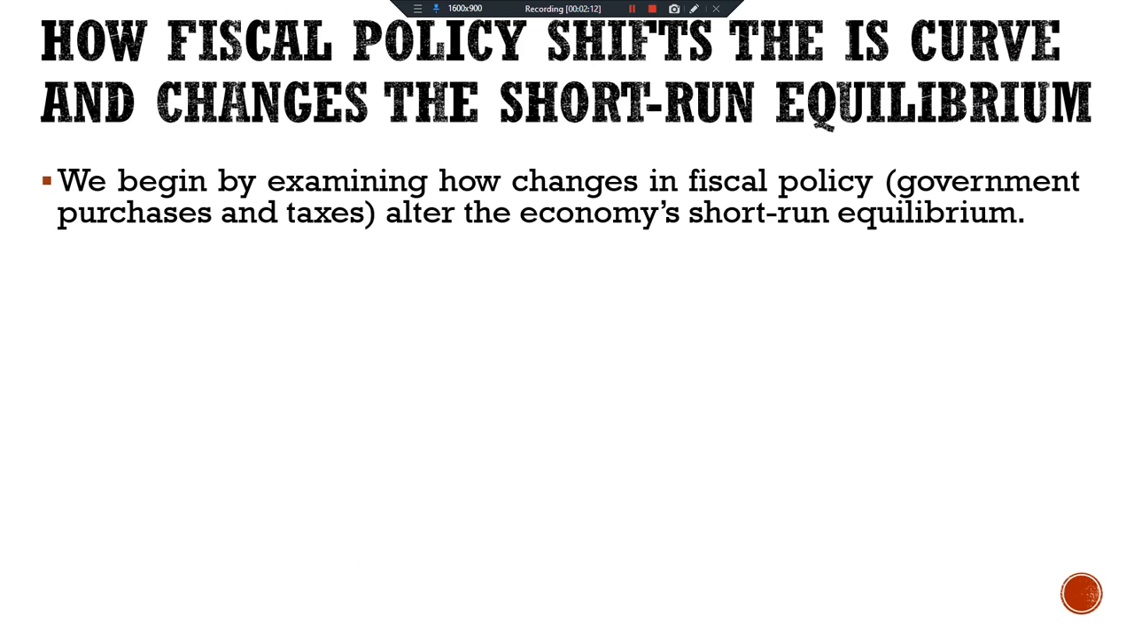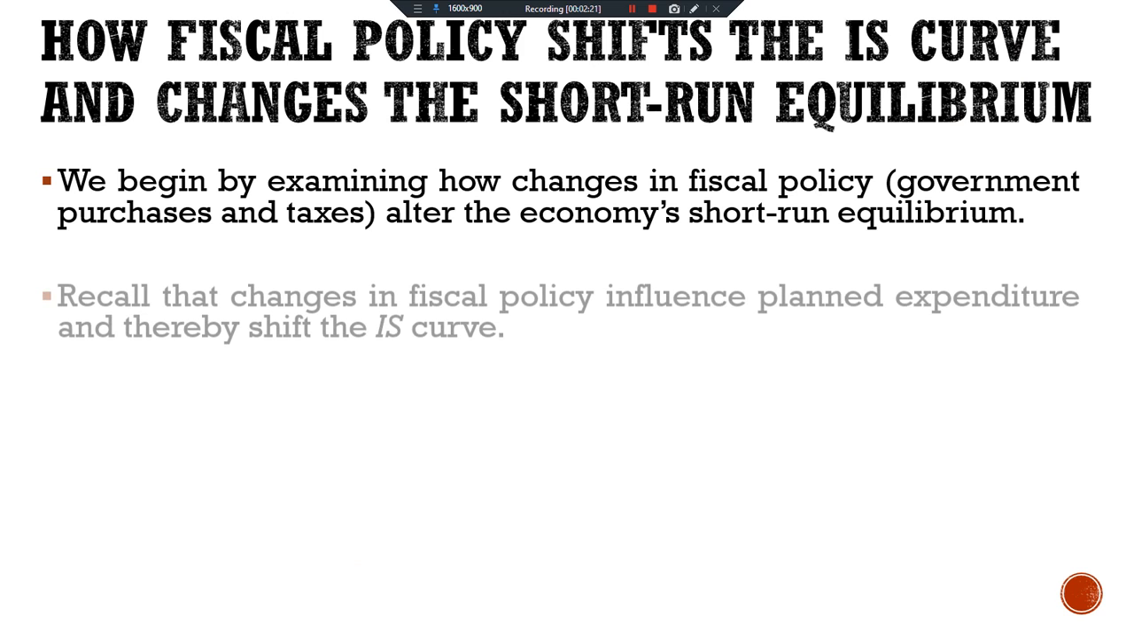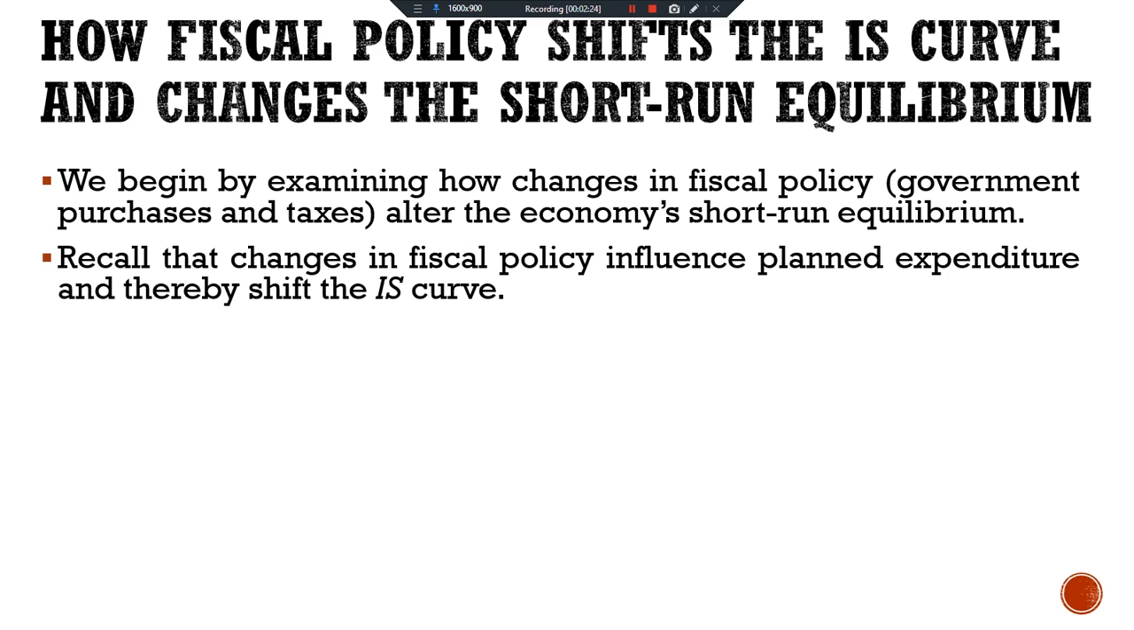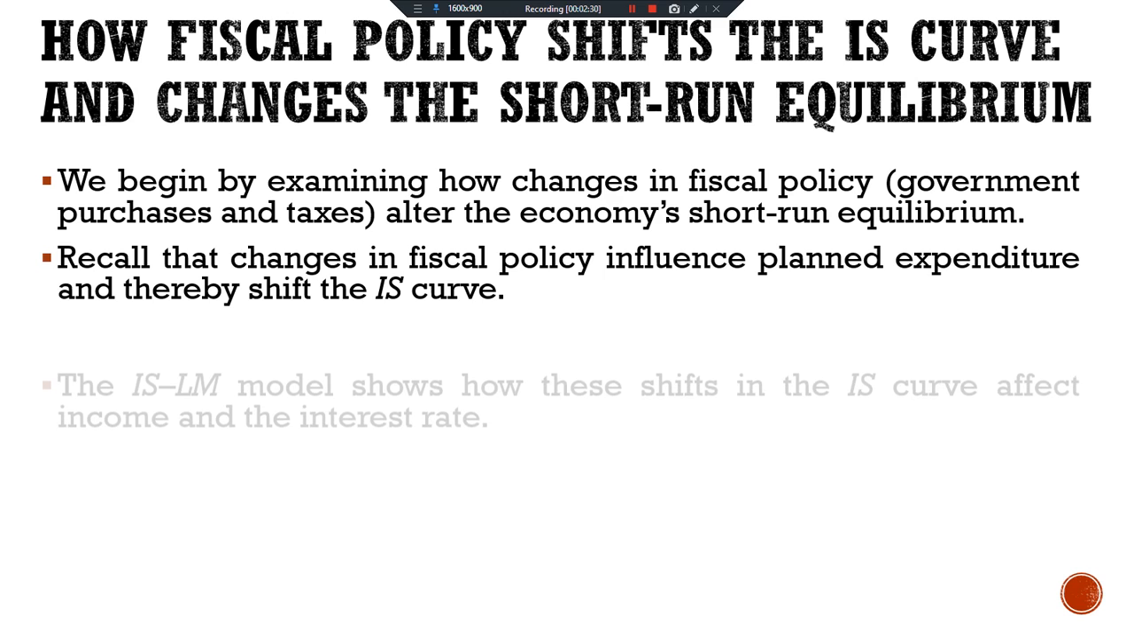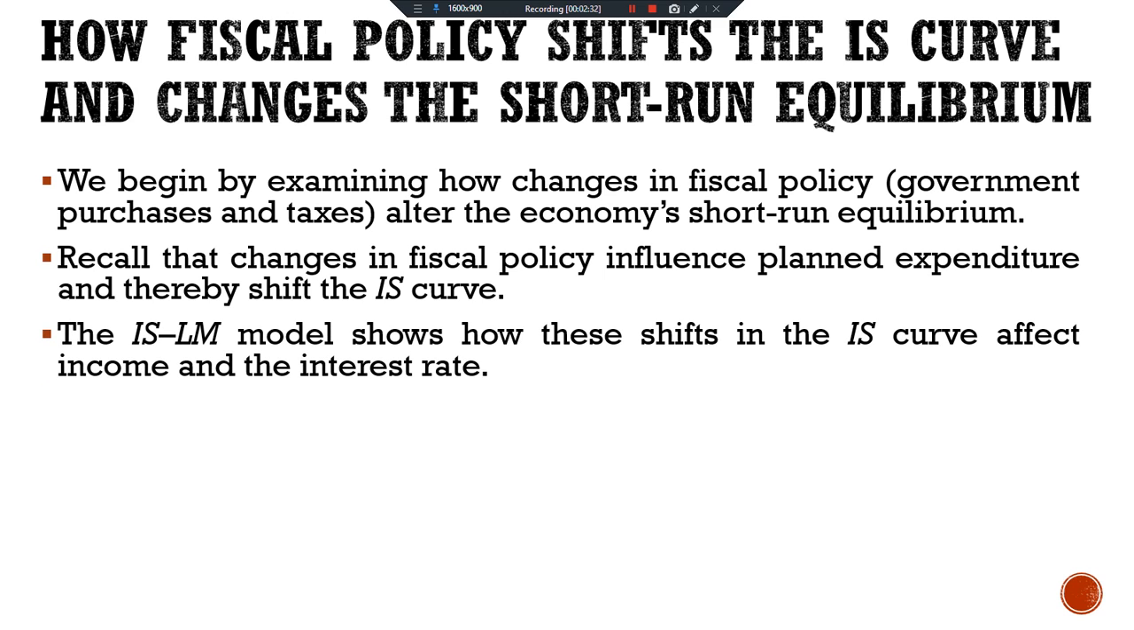We begin by examining how changes in fiscal policy, government purchases and taxes, alter the economy's short-run equilibrium. First, recall that changes in fiscal policy influence planned expenditure and thereby shift the IS curve. The IS and LM model shows how these shifts in the IS curve affect income and the interest rate. So let's first discuss how changes in government purchases affect the equilibrium of the economy.